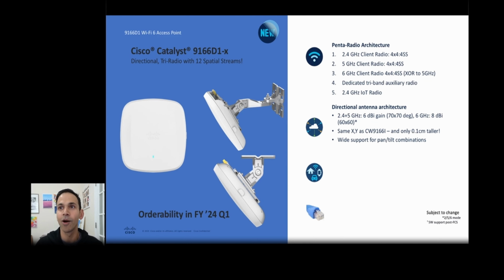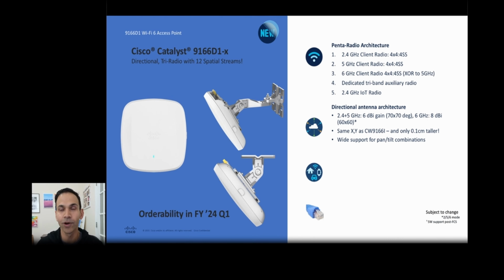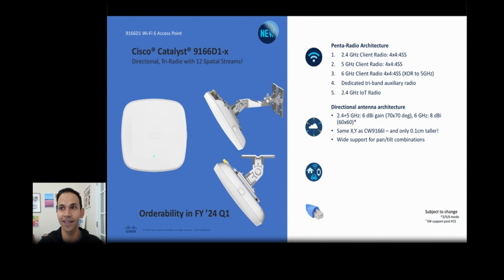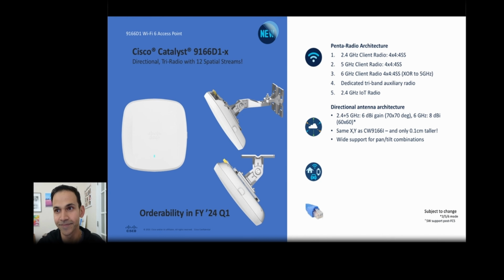This is more about the overall architecture. It will be similar to the 9166i, with 4x4 antennas for all 3 bands: 2.4, 5, and 6. And as we have seen in the 9166i, we will have the option to use the third radio in 5 or 6 gigahertz, depending on where we are using it.